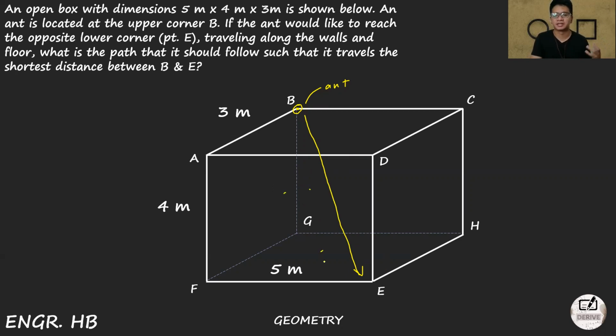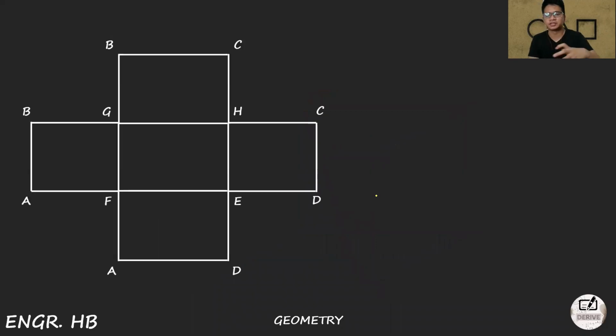No? And syempre ang tanong, pinakatanong is what is the path that it should follow such that it travels the shortest distance. So maraming option na pwedeng gawin si ant from point B to point E, no, using walls and floors. Pero ang tanong, what is that shortest distance? So makikita natin yan sa next slide. So in order for us to elaborate more the figure or the scenario, no, nilatag natin yung cube, no, or yung parallelepiped, ilatag natin, no, para mas makita natin kung ano pa yung mga pwede niyang daanan.